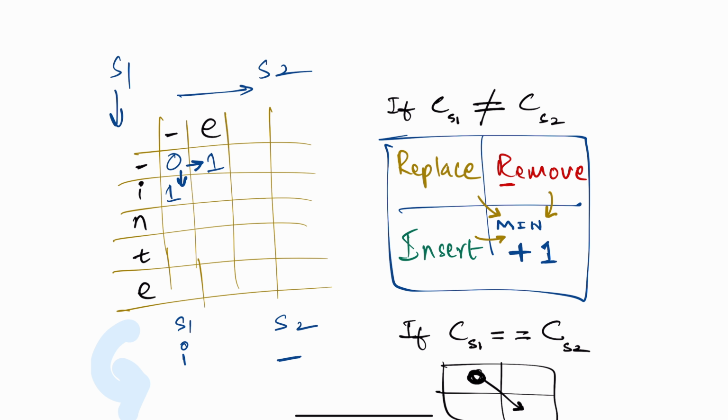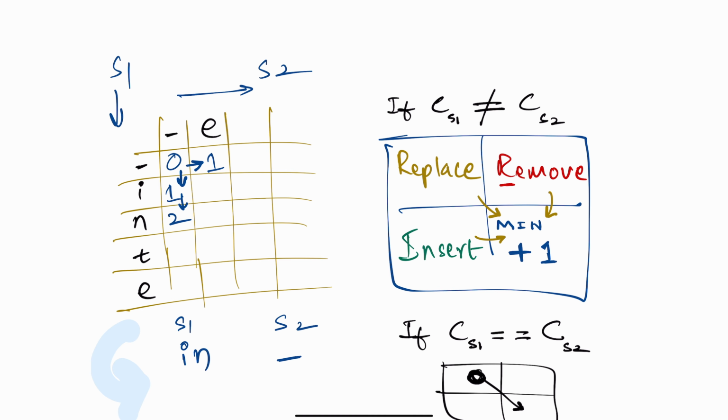Now proceed. Now I have S1 with I and N. I want to convert this IN into blank. How many operations are required? I need to delete this one, and I need to delete this one. Total two operations. For I, we already know the result, which is 1. So I will be deleting again, so it will be 2 operations.